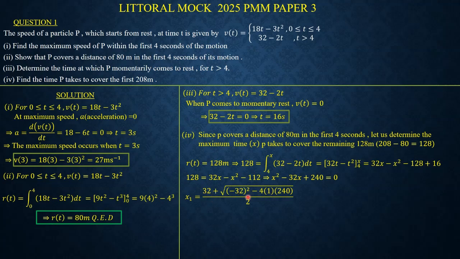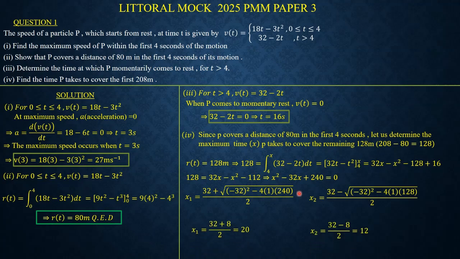b squared minus 4ac, b here is actually negative 32, and then minus 4a, a is 1, then c is 240, divided by 2a, a is 1. We do the same thing to get x2. For x1 I use plus, then for x2 I simply use minus, from which, further simplifying, we get x1 equal to 20 and x2 equal to 12.